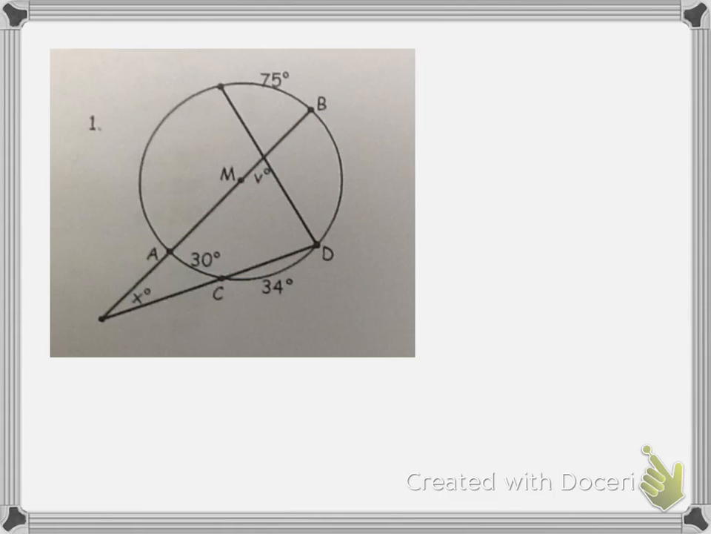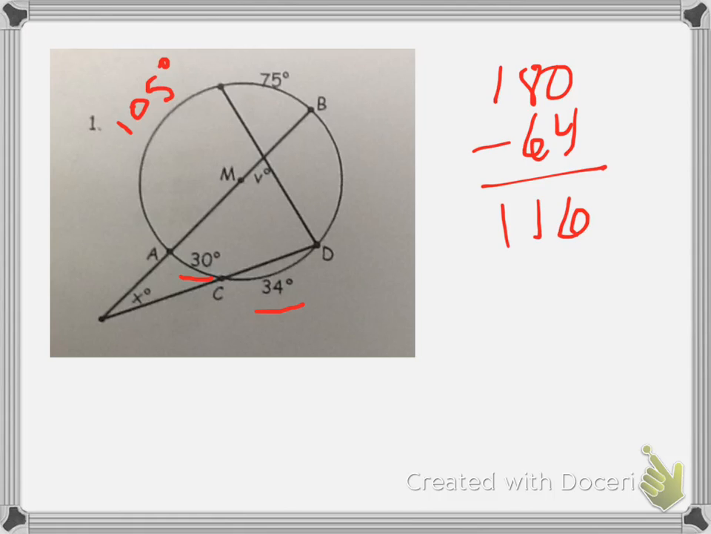So we know that if this one is 75, that means that this arc right here has to be 105, because 105 plus 75 is 180. Then we also know that if this one is 30 and this one is 34, you add those together, you get 64. So 180 minus 64 is 116. Okay, so we have that down.